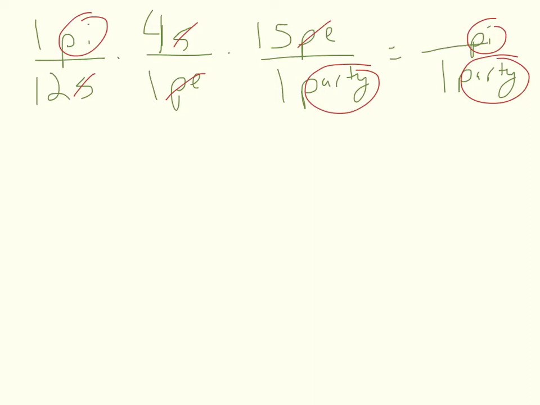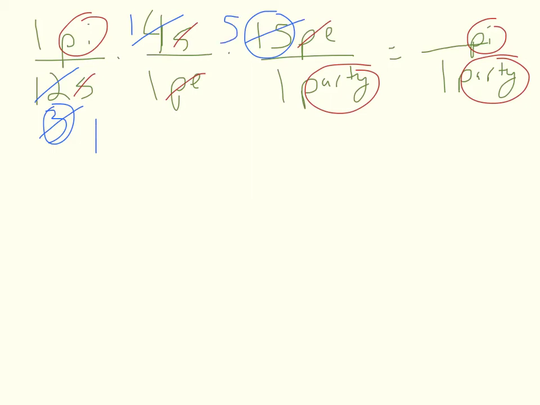Let's try that same example again, but this time simplifying before we multiply. Okay, I recognize that 4 and 12, I can do 4 goes into 4 1 time. And I can do 4 goes into 12 3 times. I also have 3 and 15. 3 goes into 3 once, 3 goes into 15 5 times.